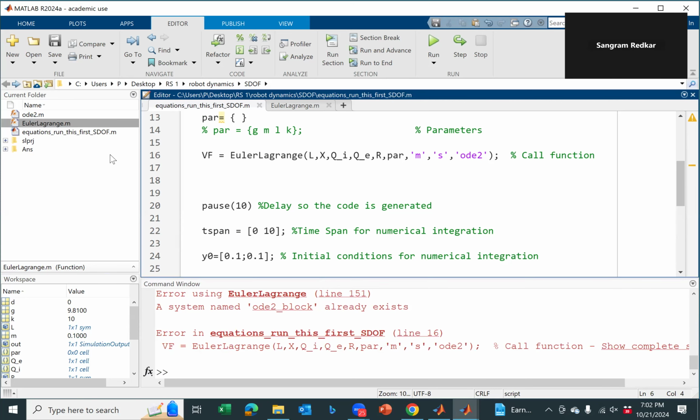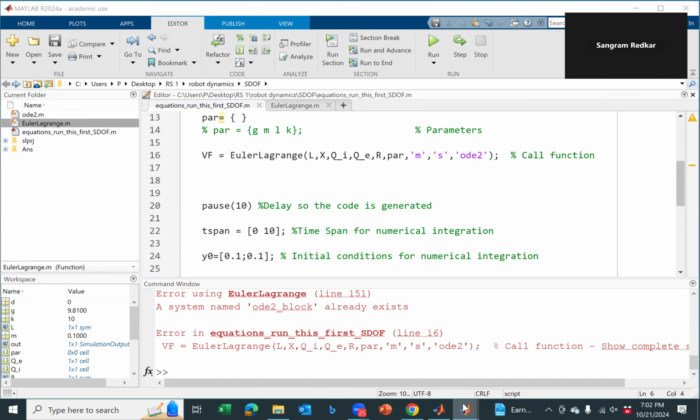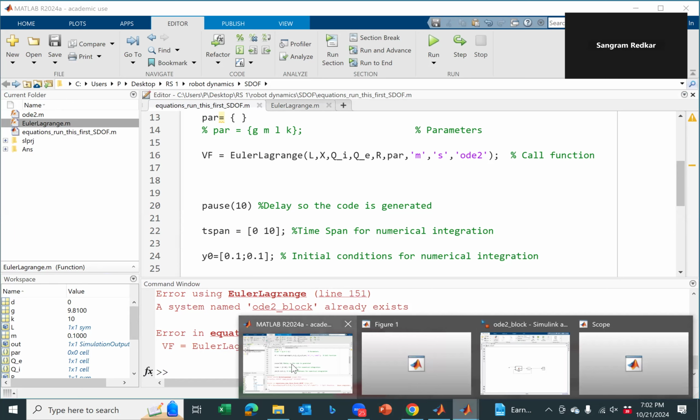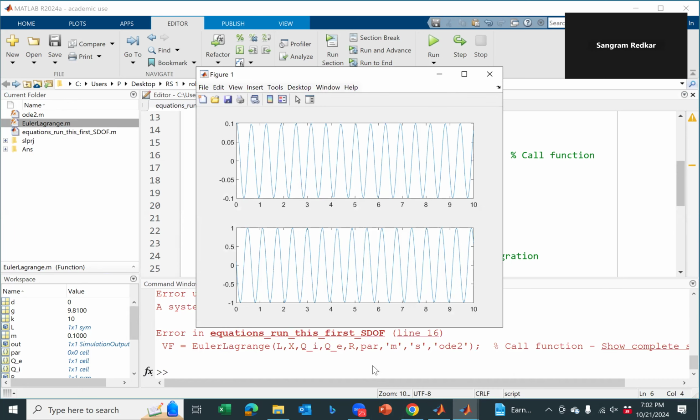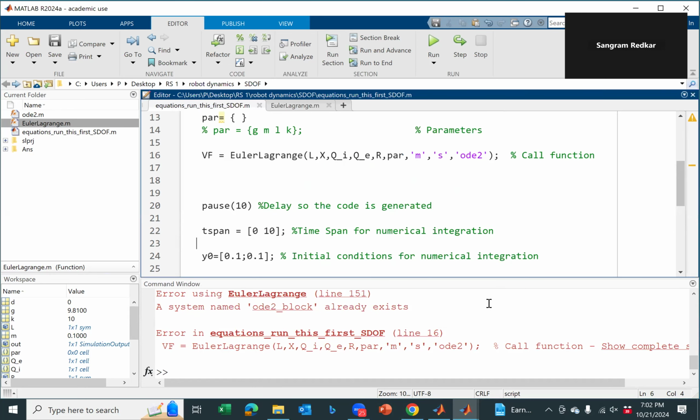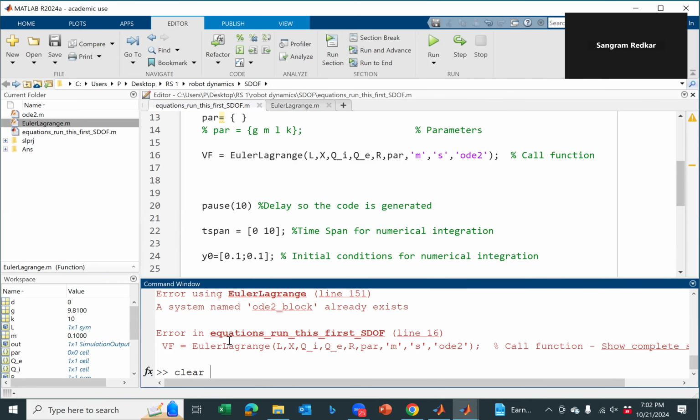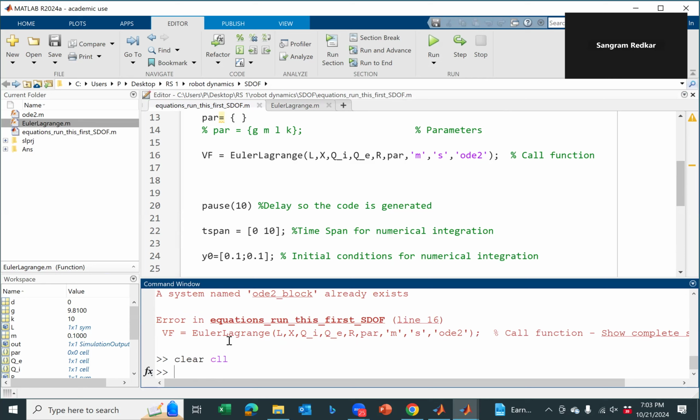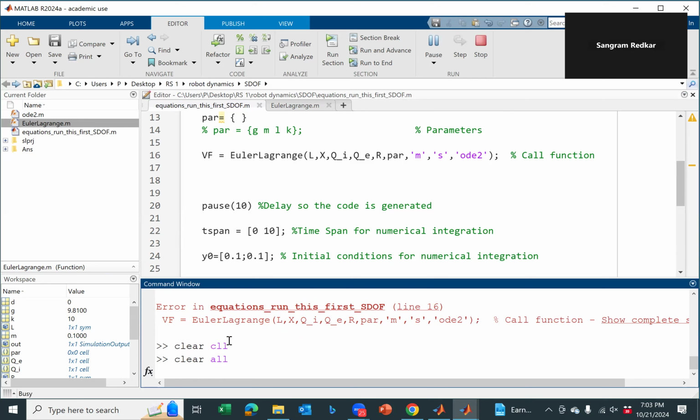Now, if you go here to the MATLAB code, you would get these plots. One plot is for the displacement, the other plot is for the velocity. Let me clear all.